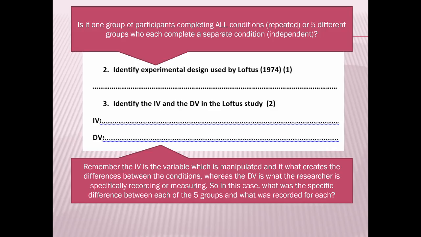So in this case, what was the specific difference between each of the 5 groups and what was recorded for each? Again, I'm not giving you an answer, so you need to make sure that your own answers are written in at this point before we move forward.